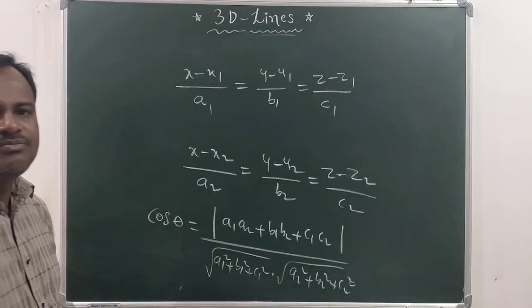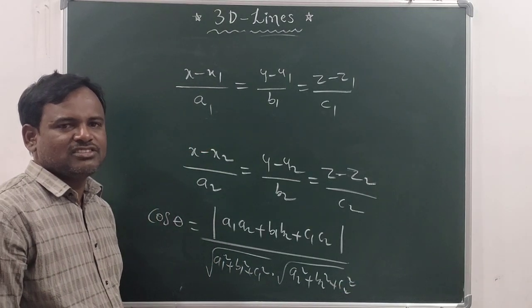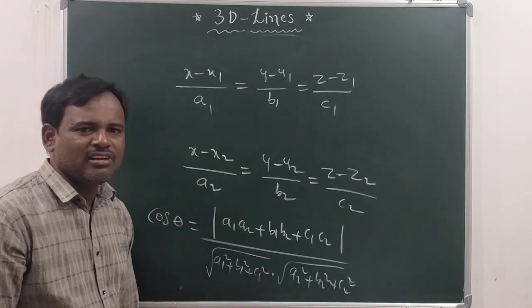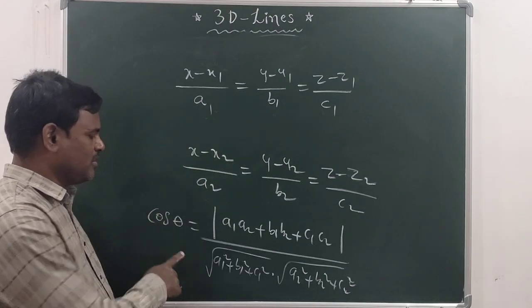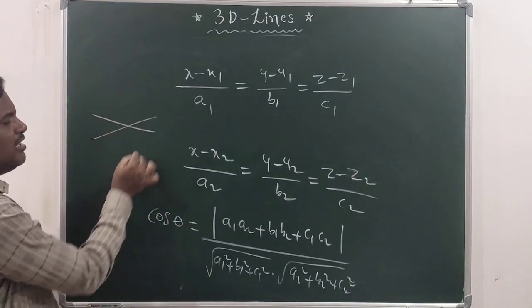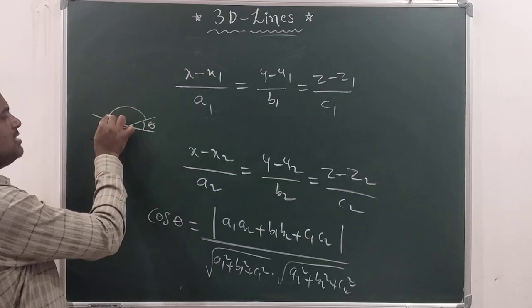You read in the DCs and DRs chapters. There you learnt whenever the DRs of two lines are given, how to find the angle between them. The same formula we use there. Whenever two lines intersect each other, one angle is acute, one is obtuse.